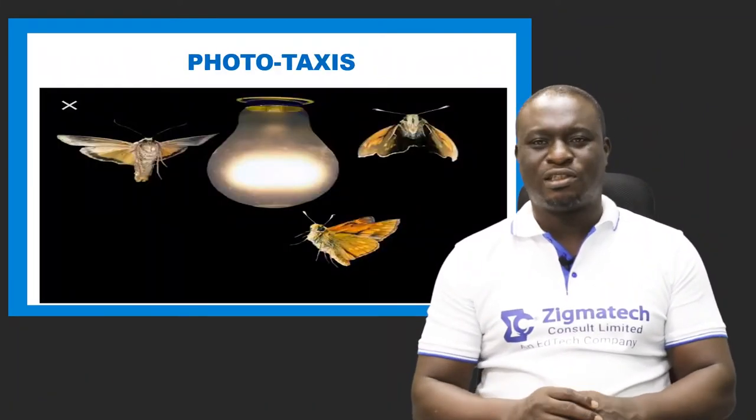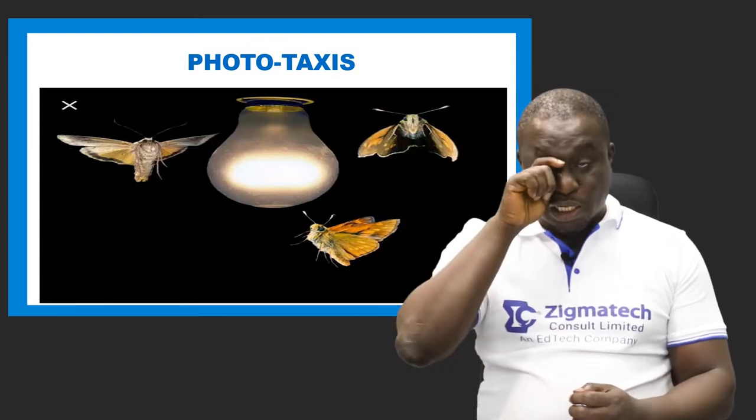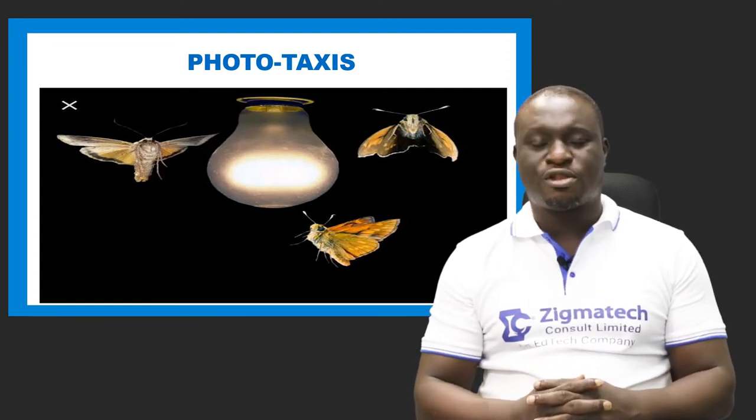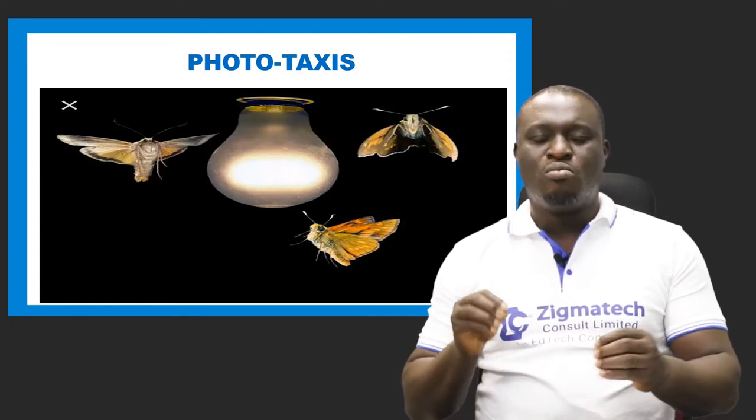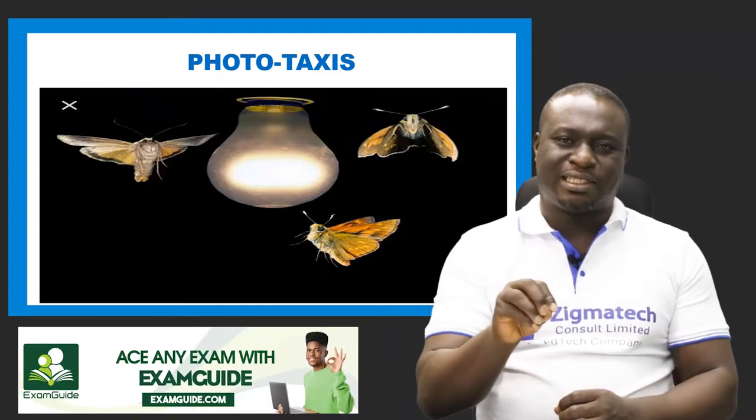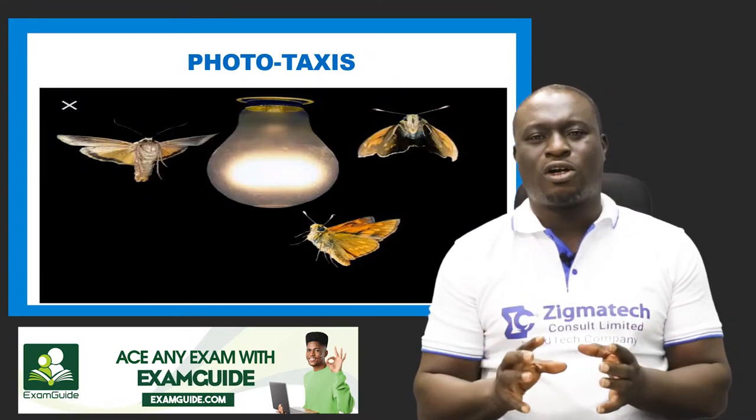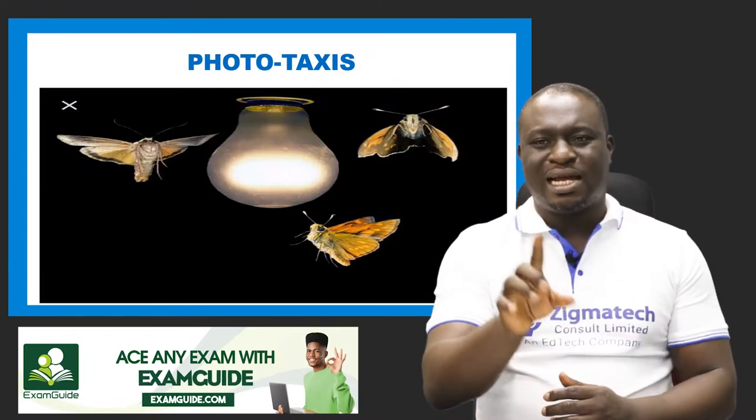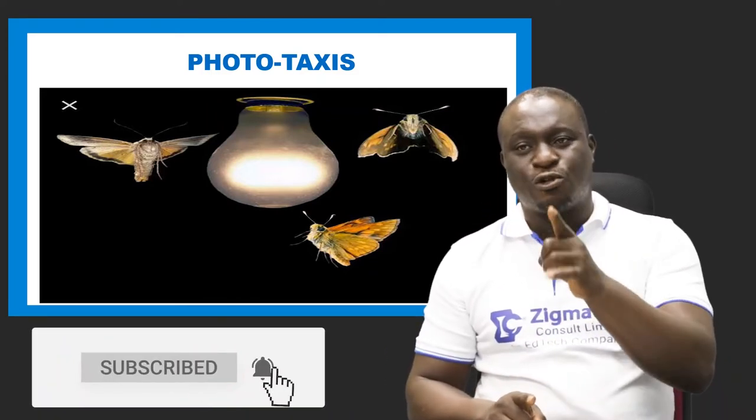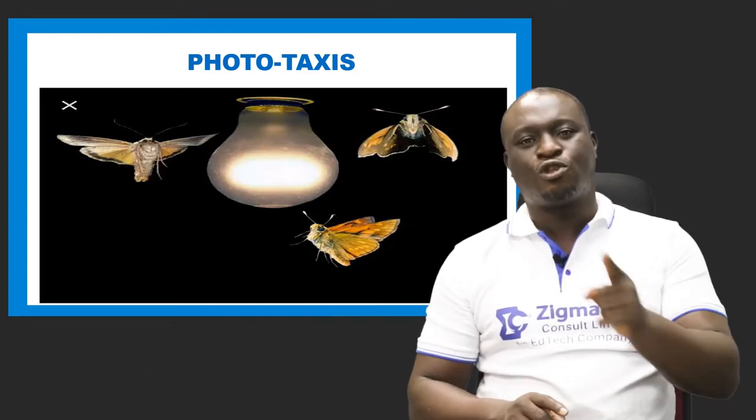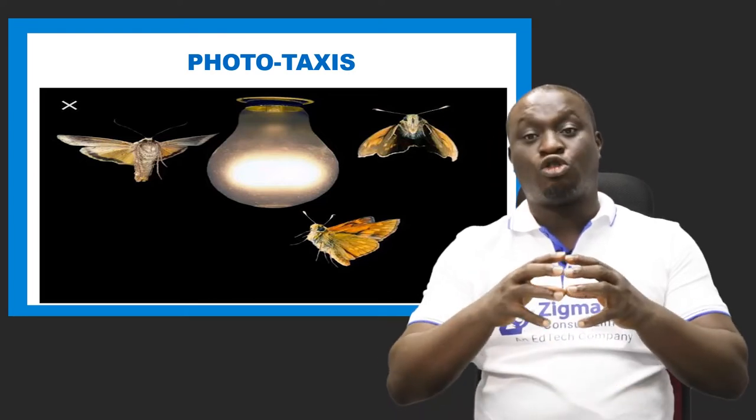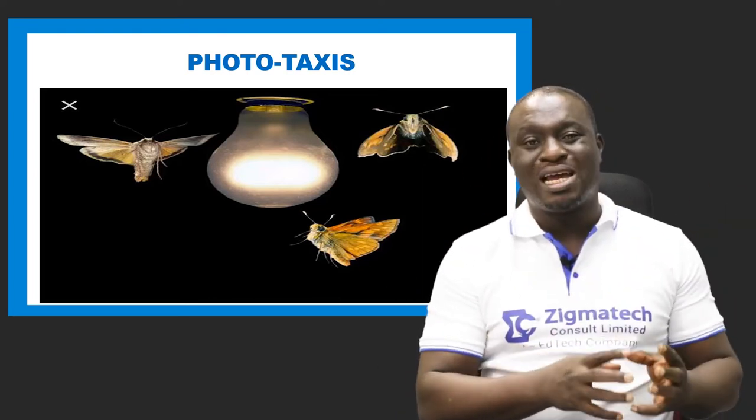Now take a look at this diagram on the screen. You can see we have the moth, I think that's a moth, moving towards light. So you see that the whole of the organism is moving towards light. Since it is light, that example is phototaxis, or you can call it phototaxism. The reason it is called taxism is because the whole of the organism is moving towards that light.